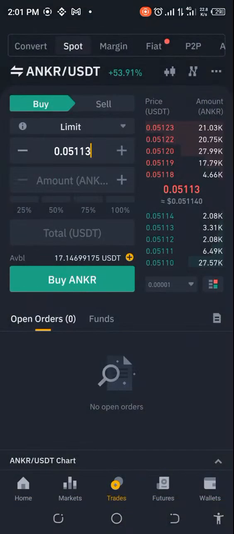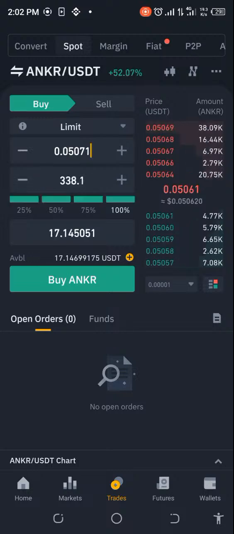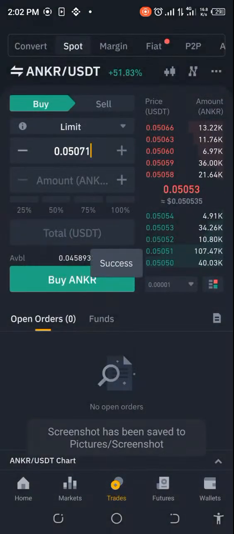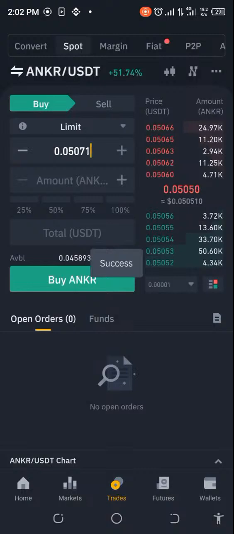I'm just going to check that. Okay, let's see what we have here. Oh, we're actually on 0.0507 now. So let's go ahead and just buy it at that. Take a screenshot and go ahead and buy. Okay, awesome. We have gone ahead and bought it at 0.0507.